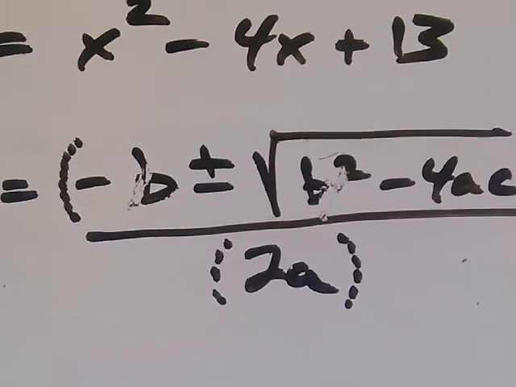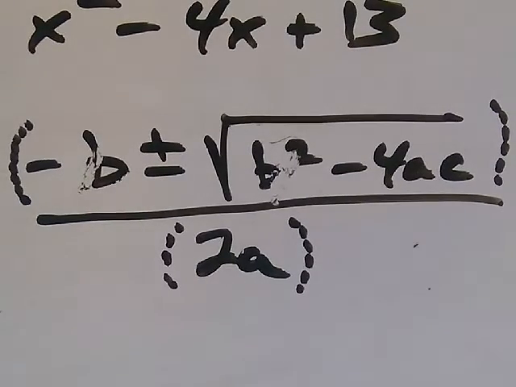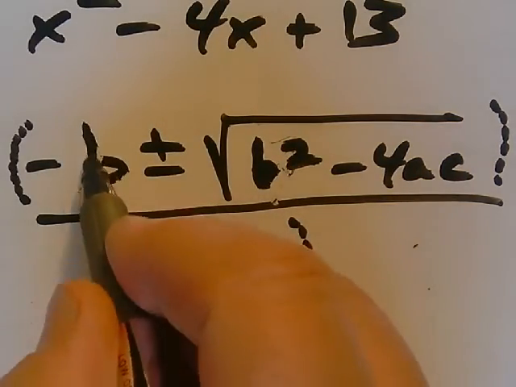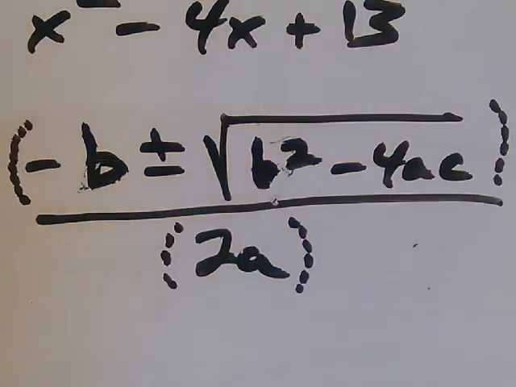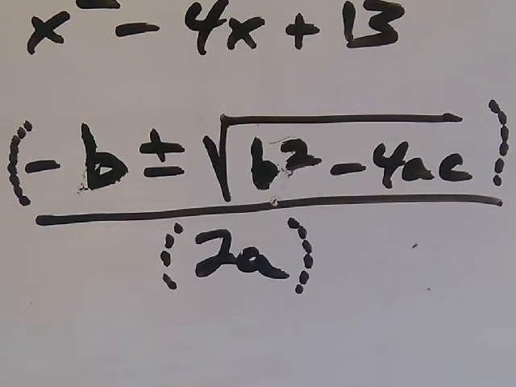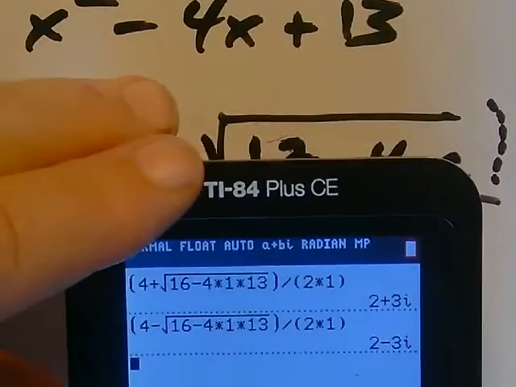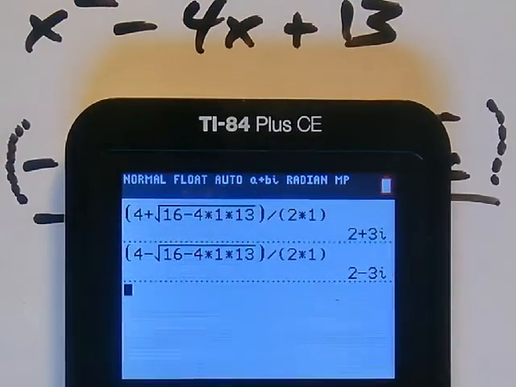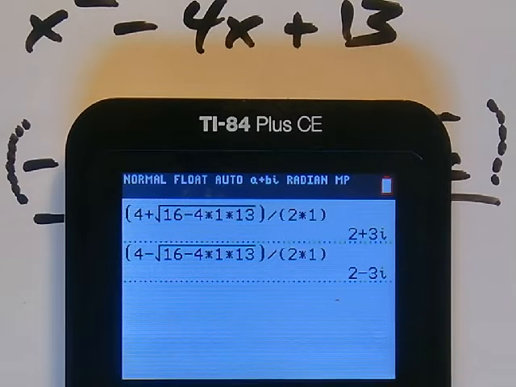Negative b plus or minus the square root of b squared minus 4ac all over 2a. Make sure that you're using parentheses on the top and parentheses on the bottom. Your calculator will not understand it if you don't do that. Okay? So that's how to find those complex roots when there are no real roots. And again, the reason there are no real roots is because the parabola does not cross the x-axis.